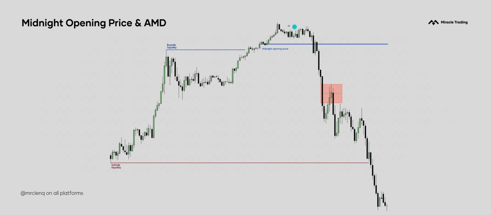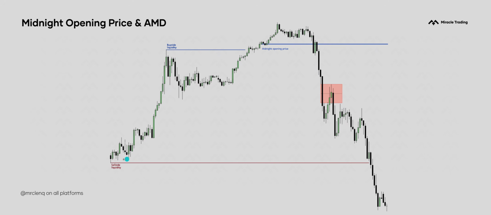Let's say you missed this entry. Will you be anticipating for price to come back above the midnight opening price again? No. Why? Because the major target has already been hit right here, and it did its accumulation and manipulation right here. So we could be anticipating a move to this level right here, but nothing above the midnight opening price, because this will invalidate the whole point of this big move. So this is just a classic use of the midnight opening price.